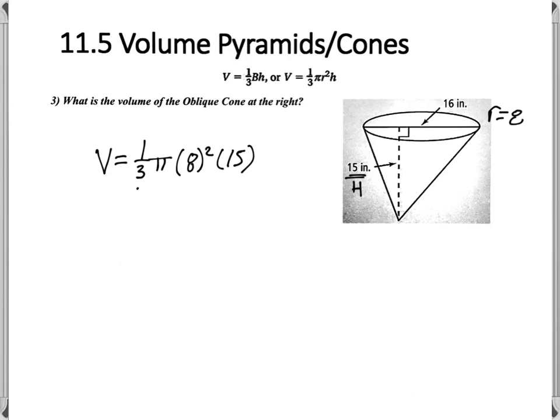So take 1/3, 8 squared, and 15 and multiply them all together, and you're going to get your volume to be 320 pi, or if you want to multiply it out, you should get 1005.3 inches cubed.